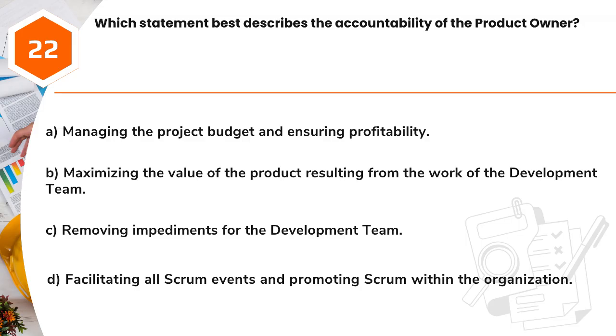Question 22. Which statement best describes the accountability of the product owner? A. Managing the project budget and ensuring profitability. B. Maximizing the value of the product resulting from the work of the development team. C. Removing impediments for the development team. D. Facilitating all Scrum events and promoting Scrum within the organization.